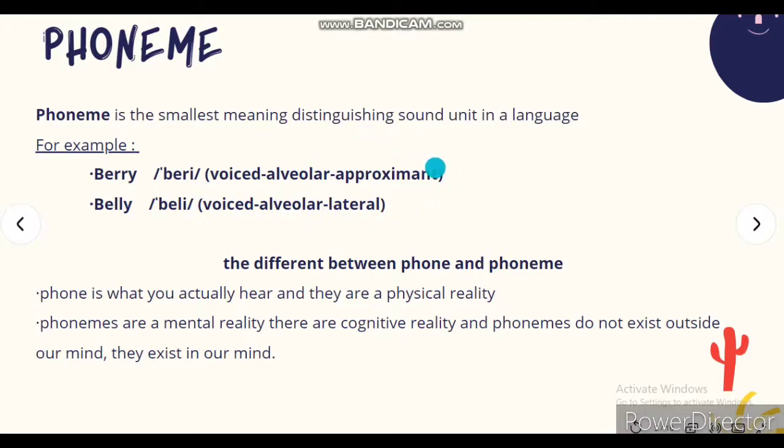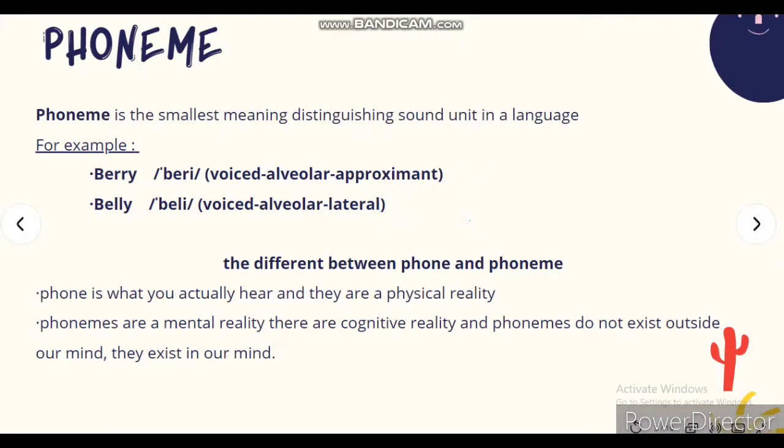But phonemes can differentiate meanings, so we have to distinguish the pronunciation of the r and l sounds in these words, because they have contrasting meanings. Remember that we have to be careful in pronouncing some sounds, because otherwise we will mispronounce them and it will give a different meaning.